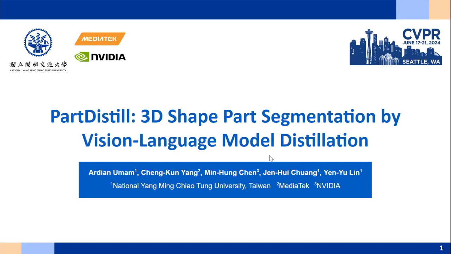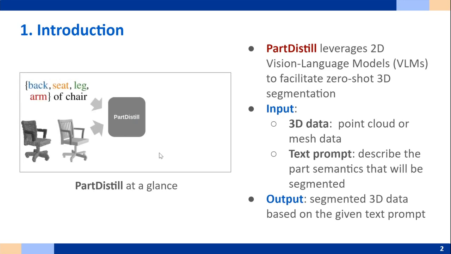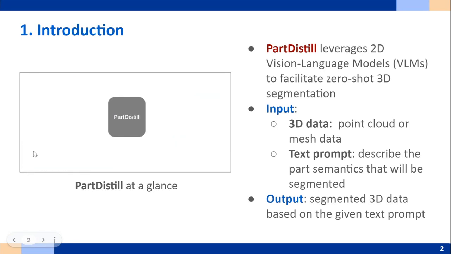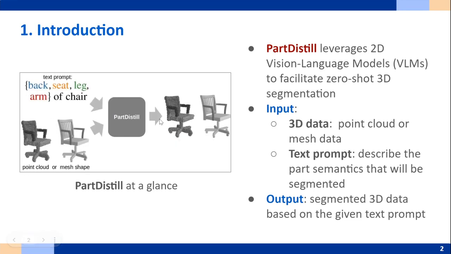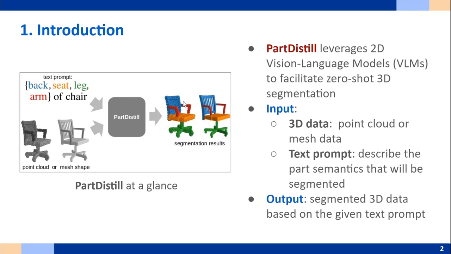Hi everyone, in this video, I would like to present our work PartDistill: 3D shape part segmentation by vision language model distillation. I would like to give a high-level introduction first. So, given a 3D shape, it can be point cloud or mesh data, we would like to segment this shape into the corresponding semantic part by using a text prompt that describes the semantic part. And this is an example of the segmentation result.